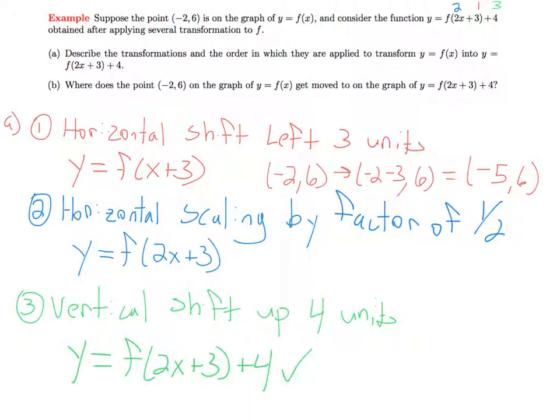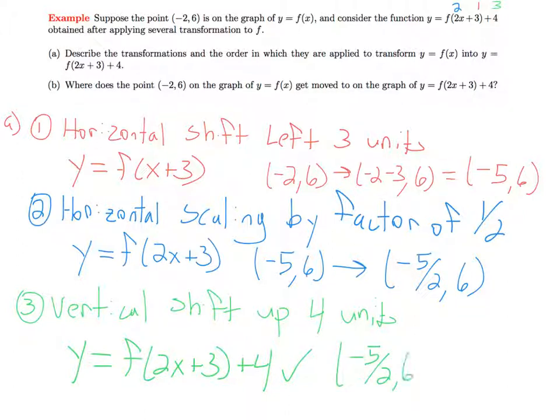Next, if we do a horizontal scaling by 1/2, now this point minus 5, 6 would wind up at minus 5/2, 6. We scale the x-coordinate by 1/2, and then lastly we would take this point minus 5/2, 6, and we shift it vertically in the y direction up 4 units. So we wind up at minus 5/2, 10.